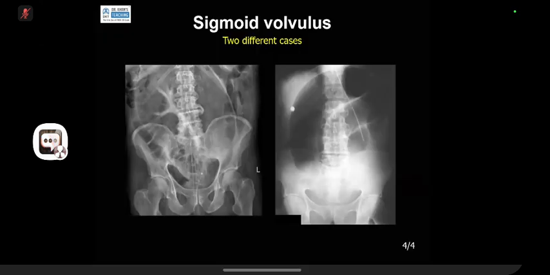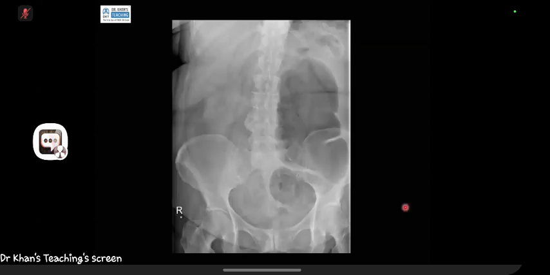So this is another one. Key point once again. Look at this wall. Look at the haustra. There is no haustra, smooth outline. Look at this one. It goes up. Look at this outline. And you can again see a bit of the coffee bean sign. These are the opposing walls. So this is sigmoid volvulus.